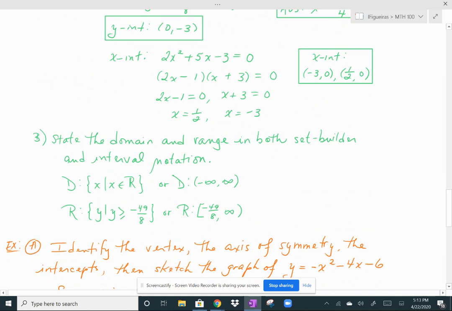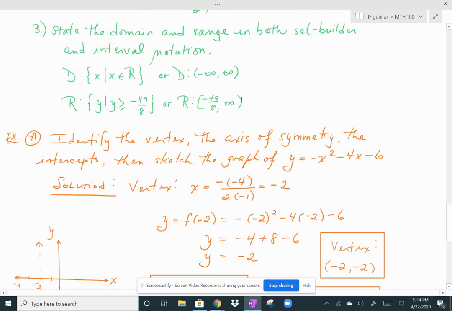The way we display that is here. My range in set builder notation is the set of all y such that y is greater than or equal to negative 49/8, or in interval notation, it is the closed interval from negative 49/8 all the way to infinity, and you always put a parenthesis associated with plus or minus infinity. So this is our domain and range for that function.